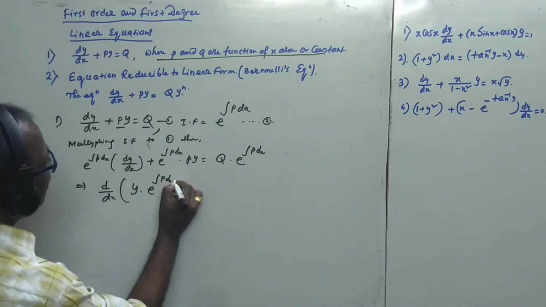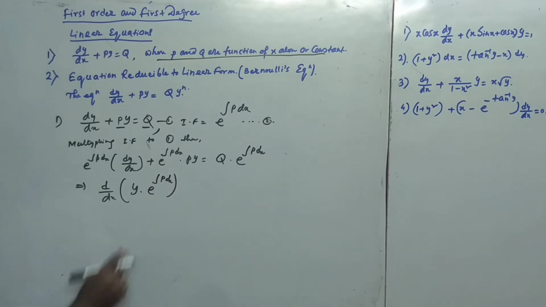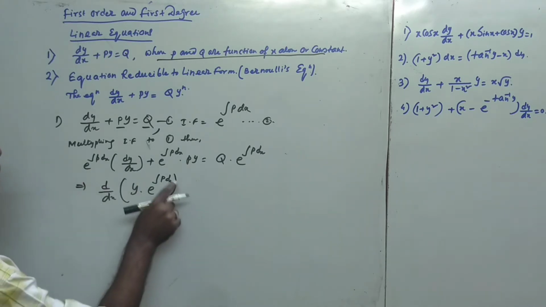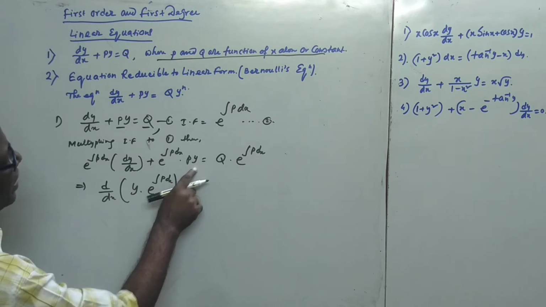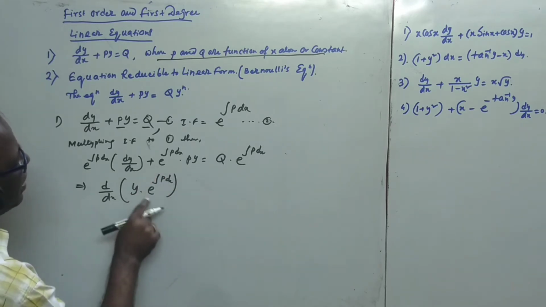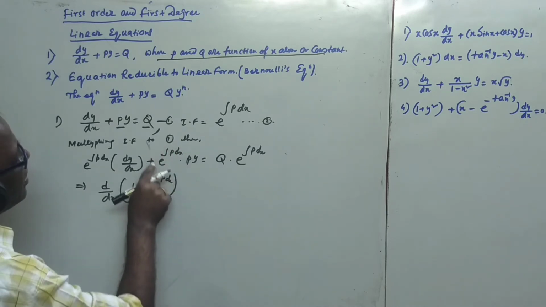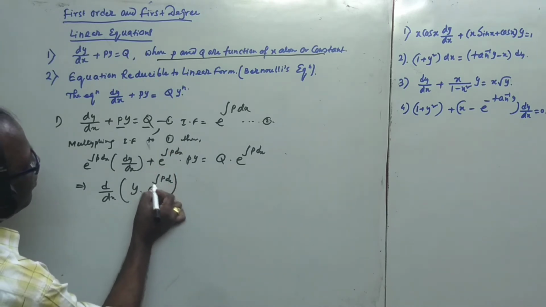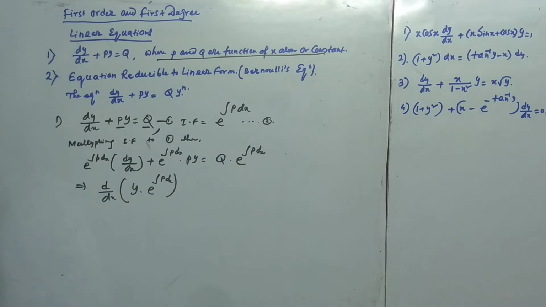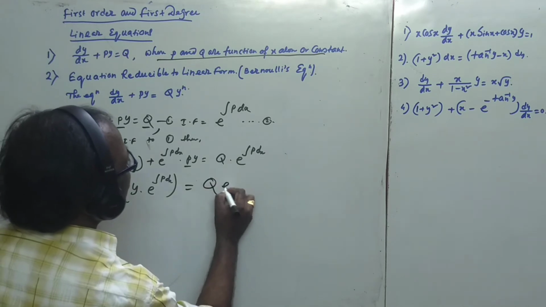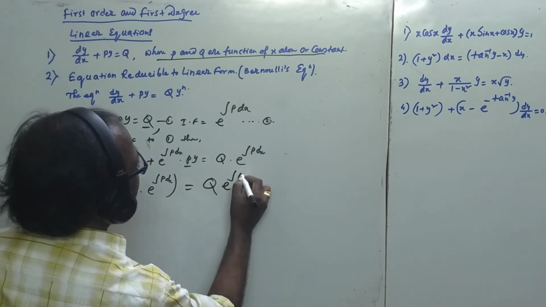See, if we differentiate u into v, then you get this equation: this is unchanged, the derivative of y is here and y is unchanged, then differentiate this factor e to the power integral P dx. After the derivative of this, the derivative of the integral is the function, that's why you got P here. So that is equal to Q into e to the power integral P dx.